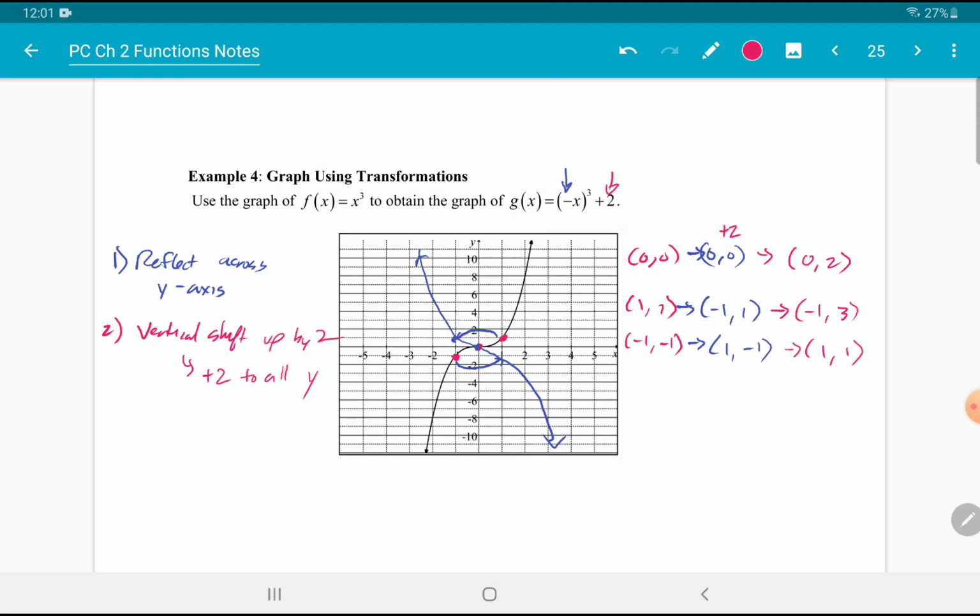Okay, so if we plot those, think about how those plots have now moved. 0, 0 goes up to 0, 2. Okay, goes up by 2. -1, 1 goes up 2, so it's at -1, 3. And then the last point at 1, -1 will go up to 1, 1. Okay, so your graph will now look something like this.